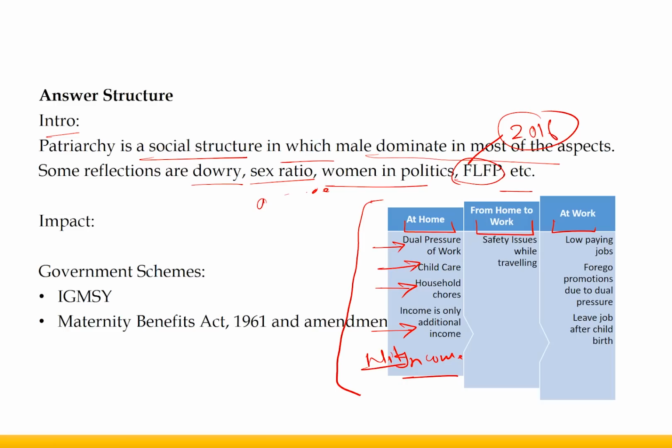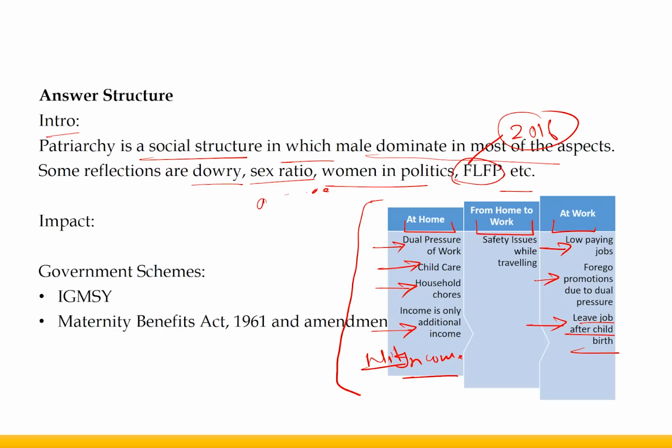So that is the first point. Second, they have to forego promotions due to dual pressure, or because sometimes they take maternity leave, so the superiors get a chance to say to them that you are not eligible for a promotion because you had taken so and so leave. Then, they sometimes even have to leave the job after childbirth. All right, so these are some issues which women face at home and at work.